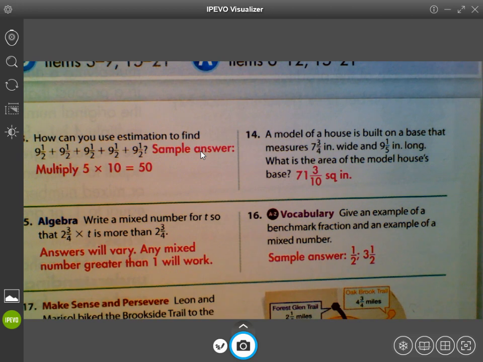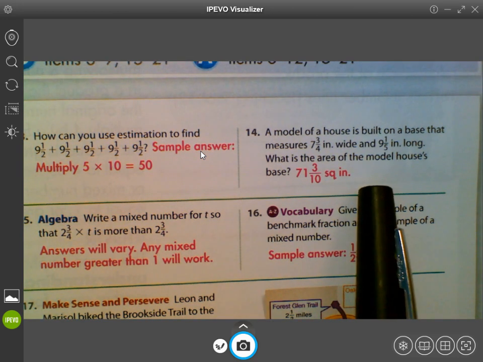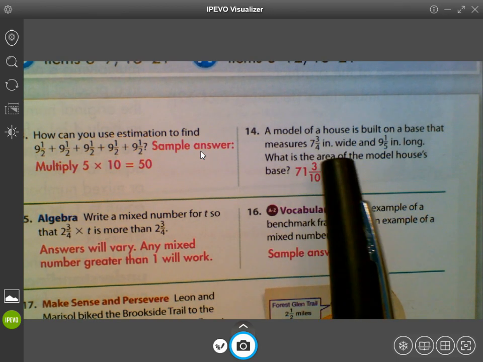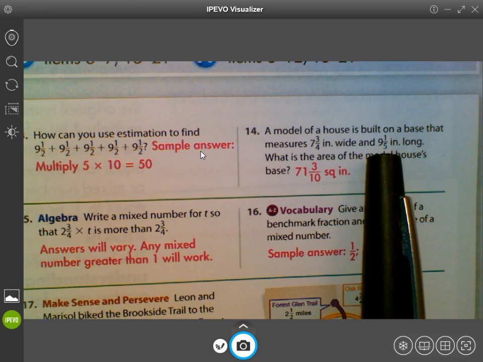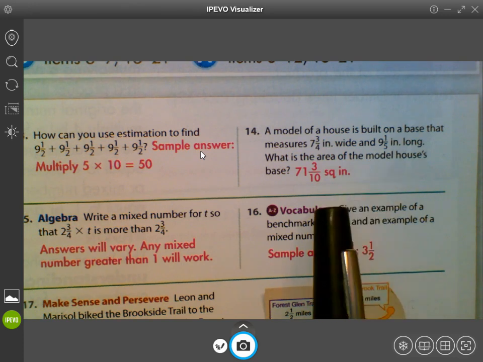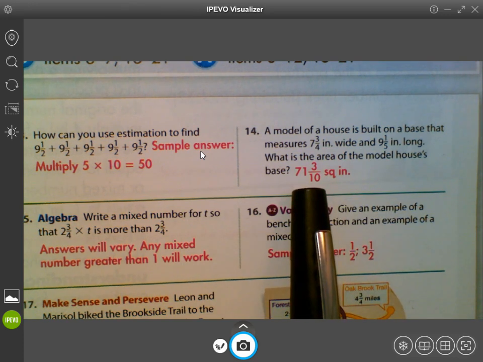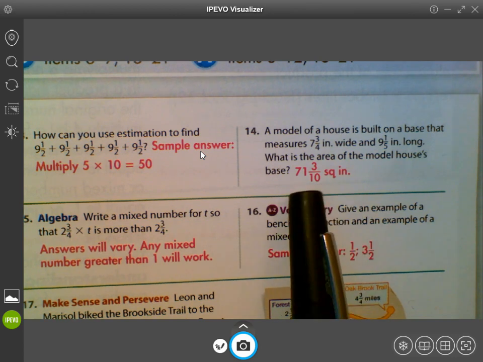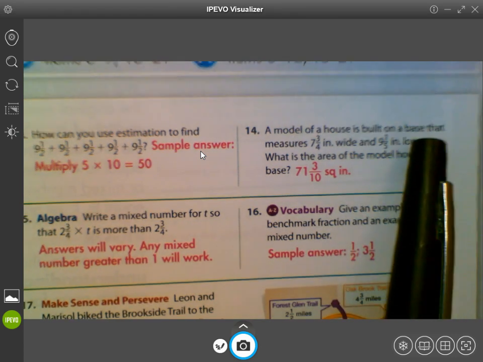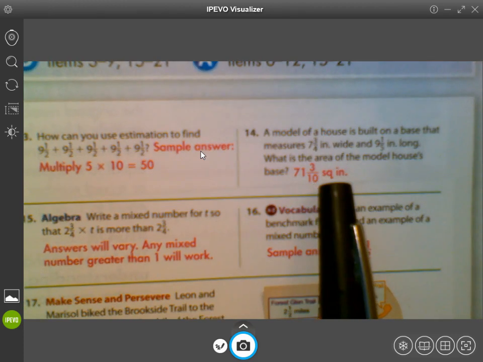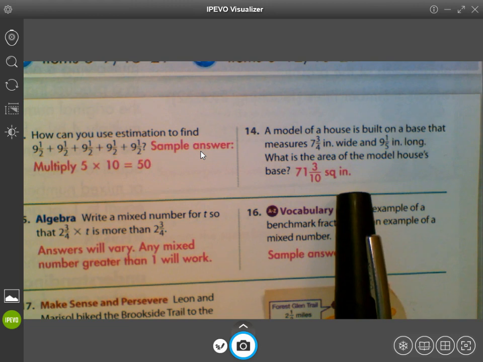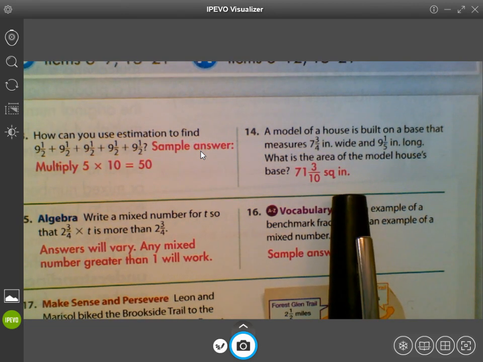So, all that we needed to know, 5th grade, was that the base is a rectangle. So, we would take the width, which is 7 3/4, times the length, which is 9 1/5. And when we multiply those, we end up with 71 3/10 square inches, or inches squared, because remember, we found the area, so we need to square our unit. So we're taking what we learned with the rectangles and applying it to mixed numbers in that question.